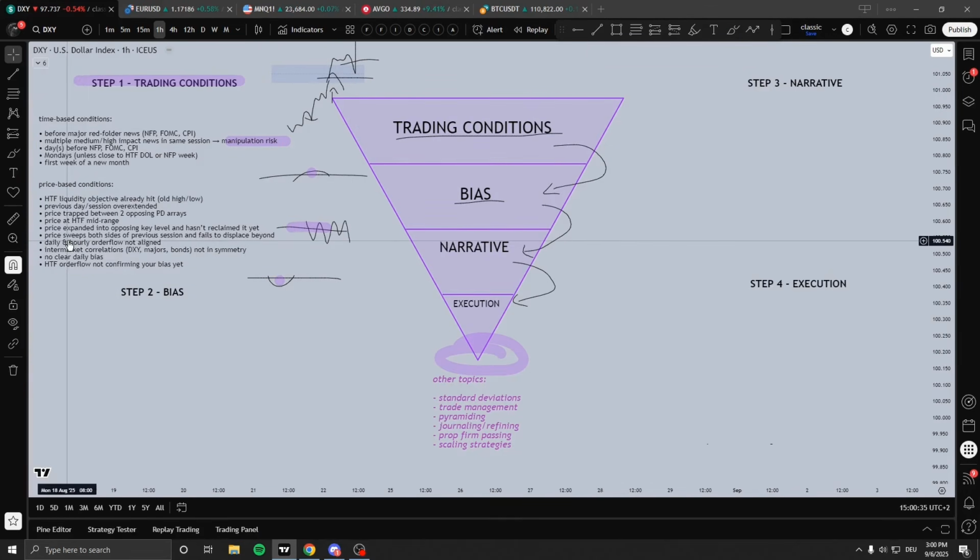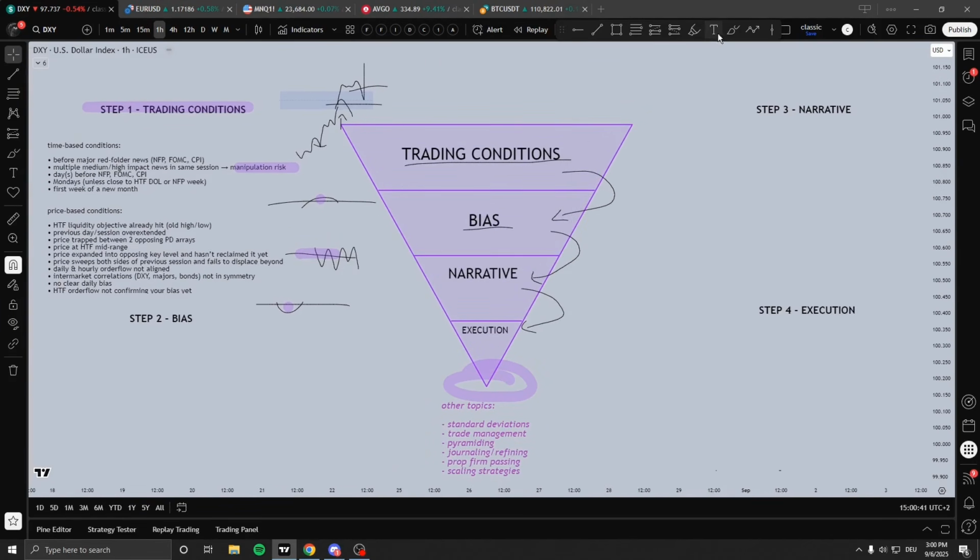The next point is if price sweeps both sides of the previous session high and fails to displace beyond. Again, what is that? If we have, for example, the Asia session range, the Asia high and the Asia low, then we have the London session coming up, and London sweeps the high and the low, but fails to displace beyond.